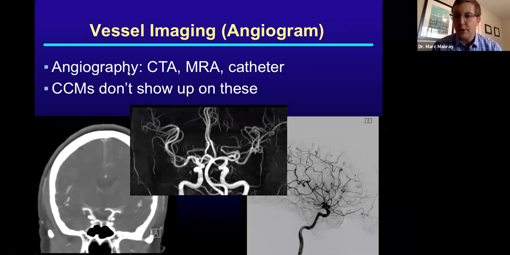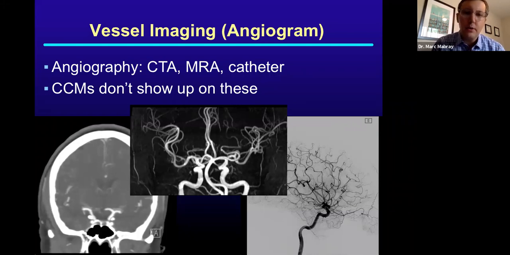First is vessel imaging or angiograms. There's a number of different ways to do an angiogram. You can do a CT angiogram, an MR angiogram, or a catheter-based angiogram, which is an invasive test. This image here on screen left is a CT angiogram. In that study, contrast has been injected into the vein, and the study is timed to try and catch that contrast when it's in the arteries. Allows us to look at the arteries, make sure everything looks okay with those.